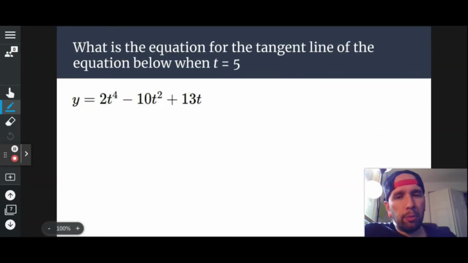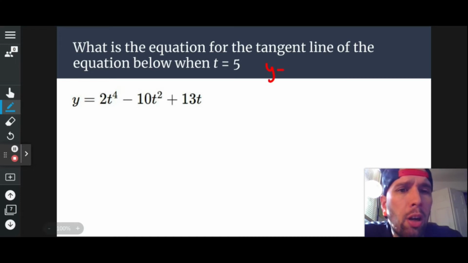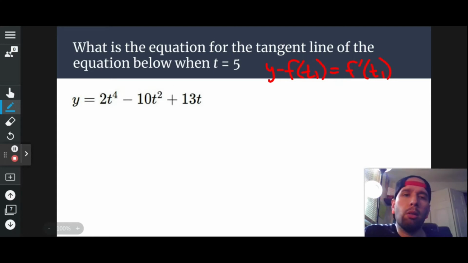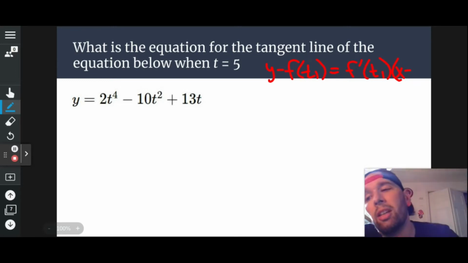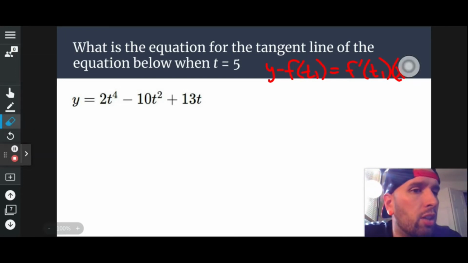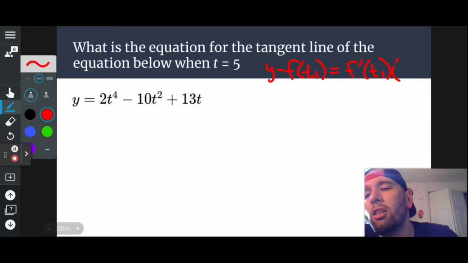So we did one just like this. So let's remind ourselves what the equation is. Point slope form is y minus y sub 1. So I'm going to change that to y minus f of, in this case, what do I have? T. So f of t sub 1 equals slope, which is the derivative. So f prime of t sub 1 times a quantity x minus, well, it's actually t, so I have to change it. T minus t sub 1.